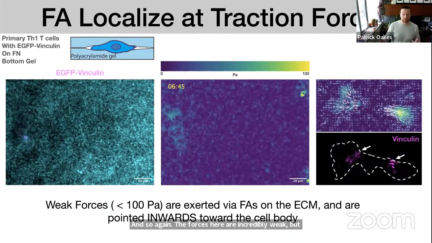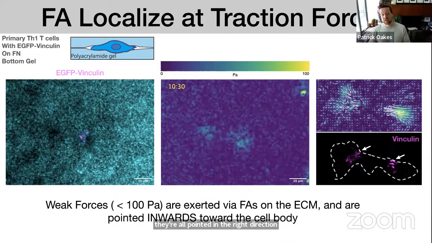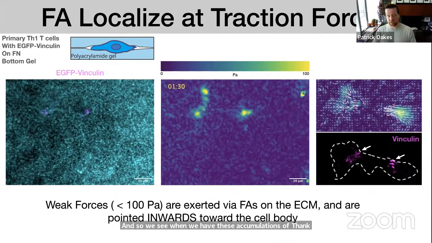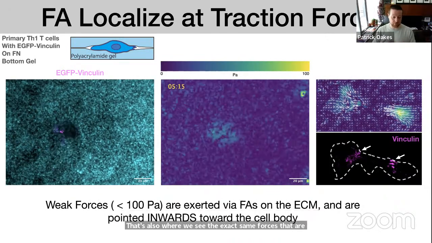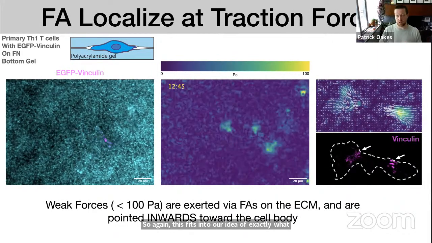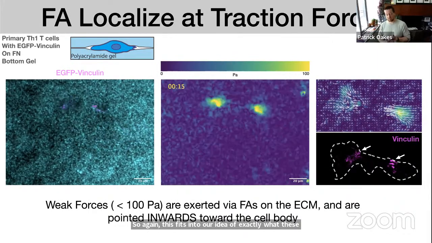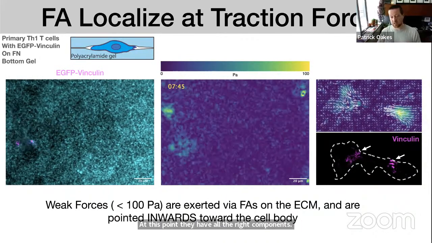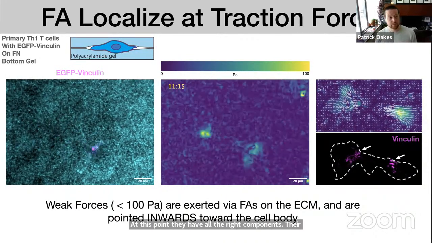And so when we have these accumulations of vinculin hotspots, that's also where we see the exact same forces that are being pulled inward, right? So again, this fits into our idea of exactly what these things are doing. They're focal adhesions in both structure and in function at this point. They have all the right components, they're transmitting forces, sorry, that are generated in the cytoskeleton, and they're being transmitted to the substrate through these specific spots.